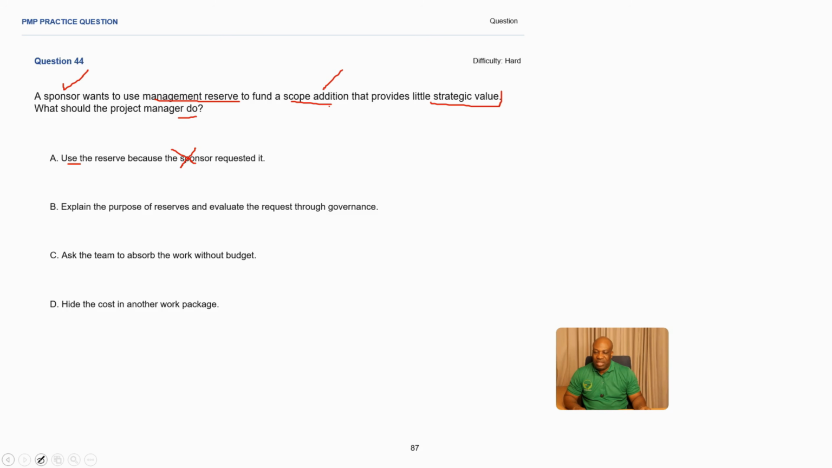Explain the purpose of reserves and evaluate the request through governance. I like the way they evaluate. You're getting more information. Okay, ask the team to absorb the work without budget. You don't just ask the team without understanding exactly what is required, okay? Making this one incorrect. Hide the cost in another work package. Ethics for PMs, you don't hide things. Everything must be transparent, making this one incorrect.